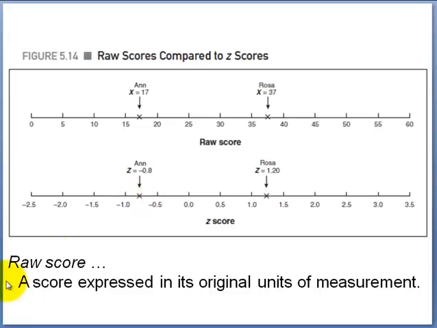And here's a definitional term. We sometimes use the term raw score to convey a score expressed in its original units of measure. So for instance, Rose's raw score is 37. Her z-score is 1.2.